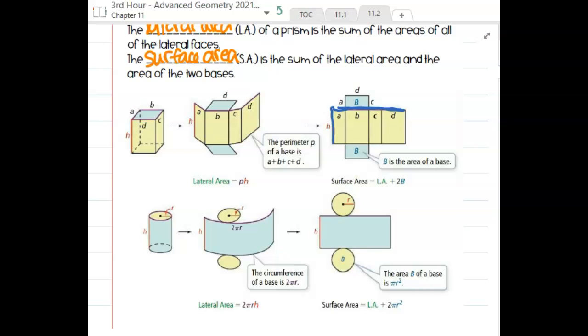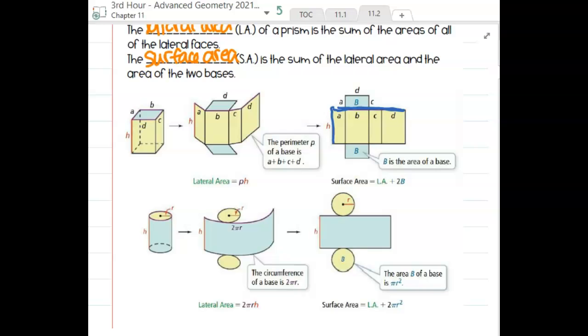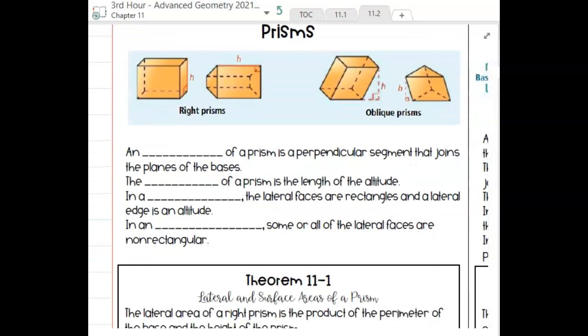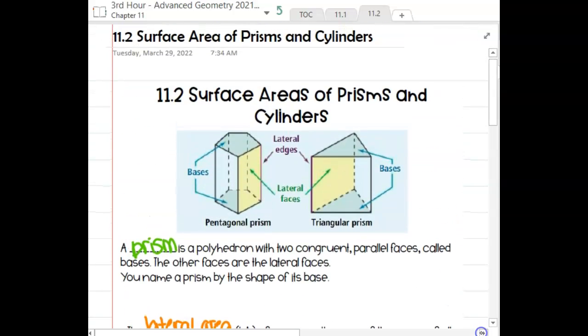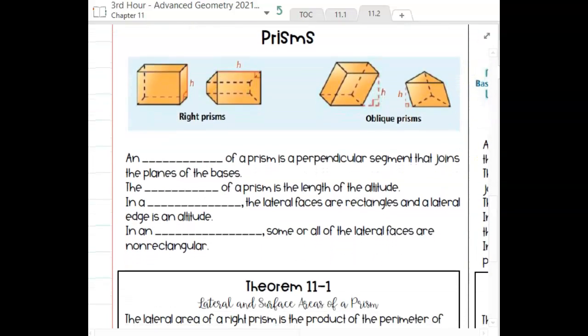Okay, we'll come back to the cylinder after we go over the prisms. Okay, so let's open up to the inside of your fold. If you didn't fold it, you can just fold it so this is on the front. And you should have a nice little book on the inside. So first we'll talk about prisms. We'll come back and talk about the cylinders.